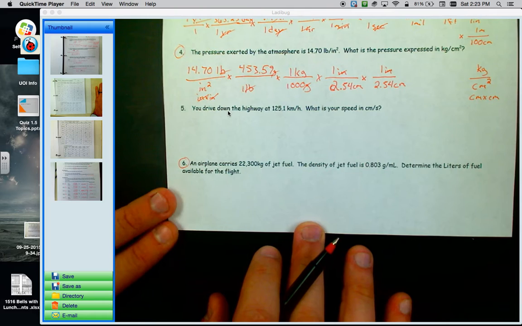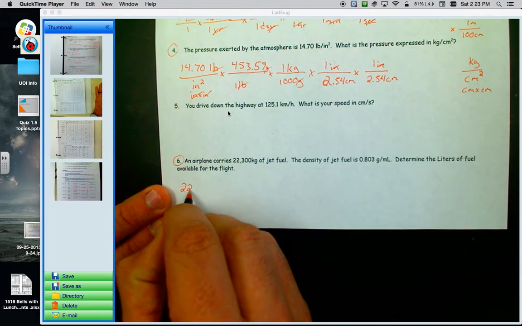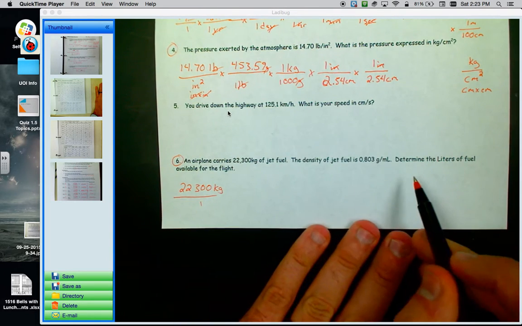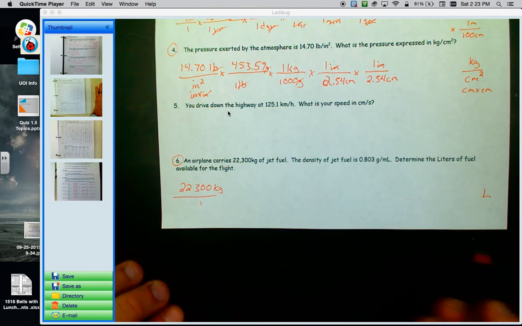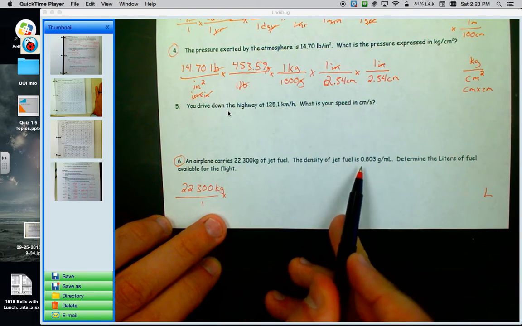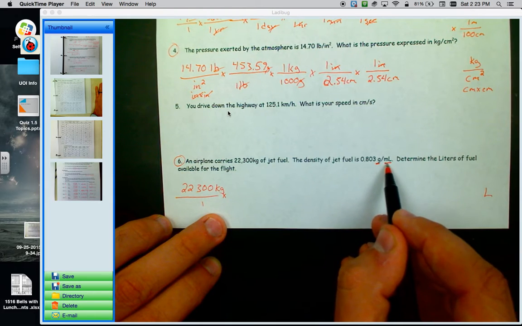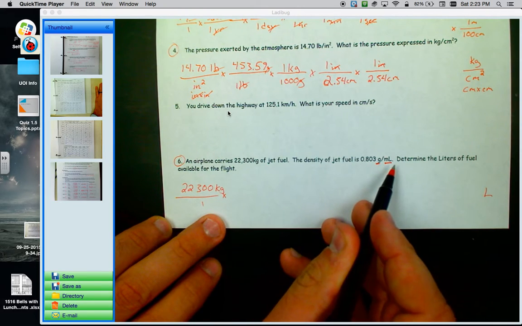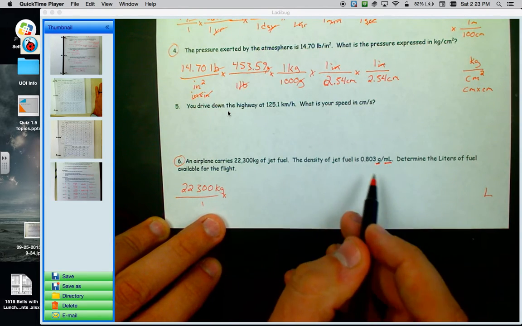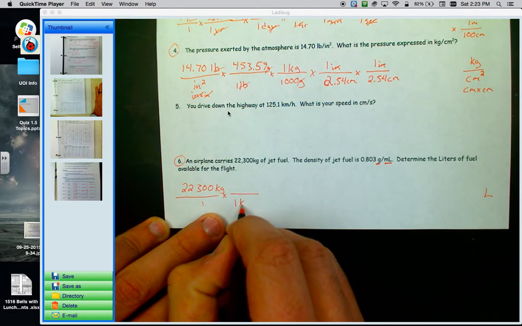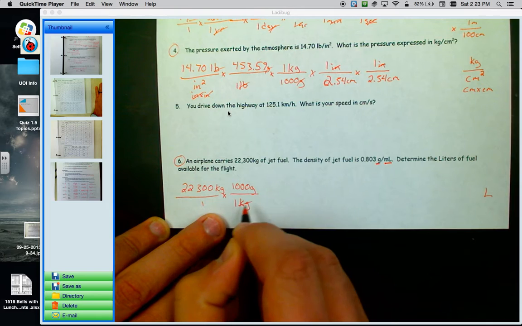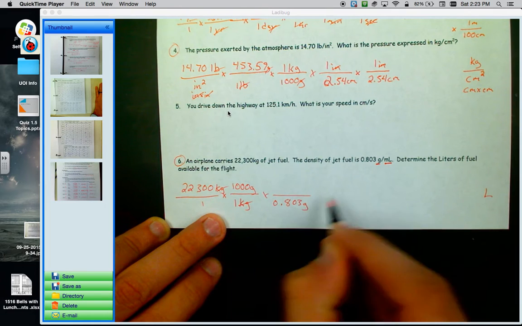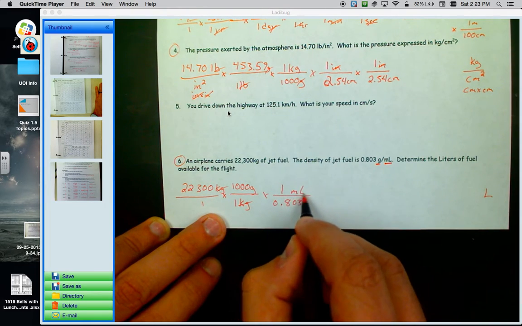Number 6. Number 6, our given, we've got 22,300 kilograms of jet fuel over 1. We want to determine that in liters. All right, well, we know that this many grams per milliliter. Oh, all right. Well, if we get to grams, we can get to milliliters, milliliters to liters. So we're going to use this as a conversion factor. We're in kilograms. 1 kilo is 1,000 grams. 0.803 grams for every 1 milliliter.